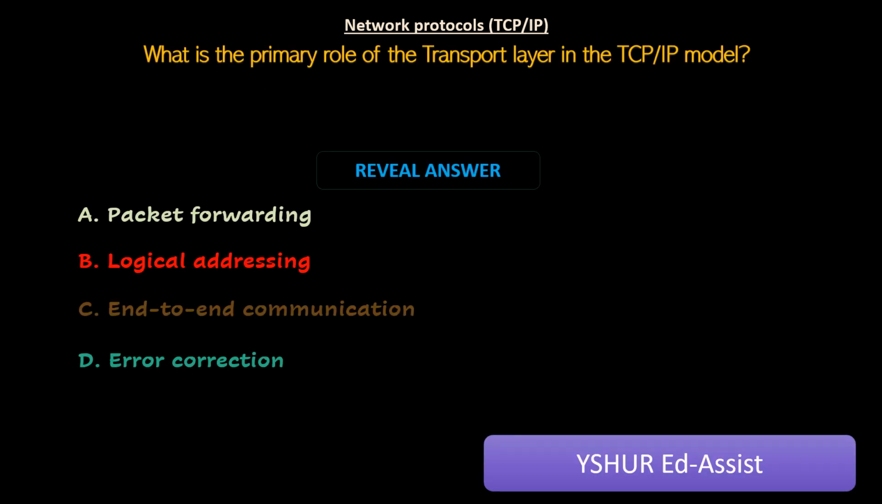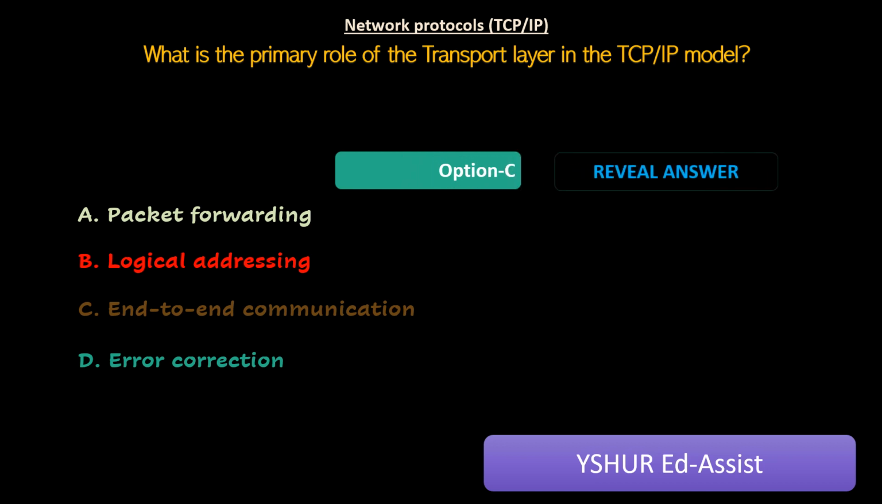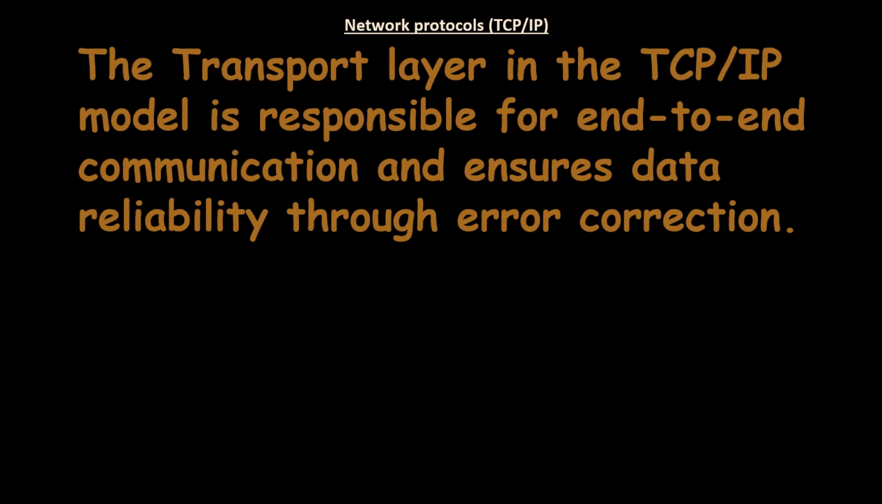What is the primary role of the transport layer in the TCP/IP model? A. Packet forwarding. B. Logical addressing. C. End-to-end communication. D. Error correction. The transport layer in the TCP/IP model is responsible for end-to-end communication and ensures data reliability through error correction.